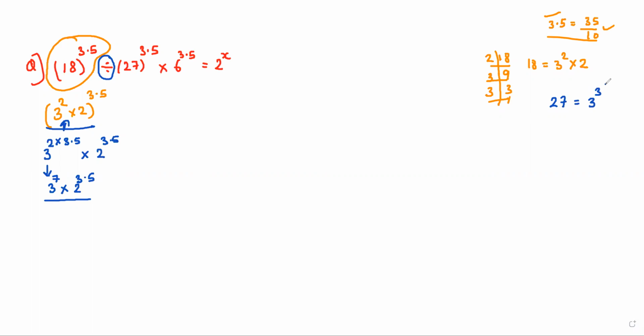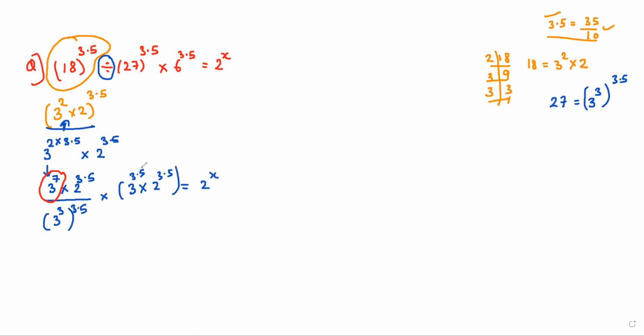Okay, and now this is 3 to the power of 3 into 3.5. So now what happens? 3 to the power of 3 to the power of 3.5. I can write it like this. Next, this 6 can be written as 3 into 2 to the power of 3.5 is equal to 2x. Otherwise, this thing can be written as, just a minute, I'll simplify it. 3 to the power of 3.5 and 2 to the power of 3.5. This I have written.